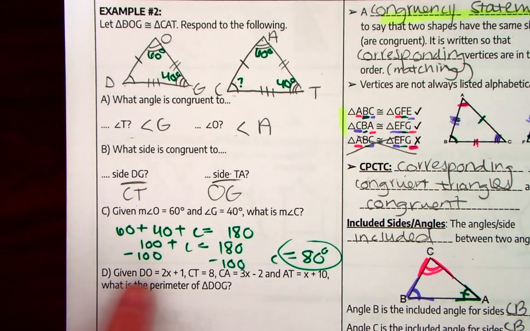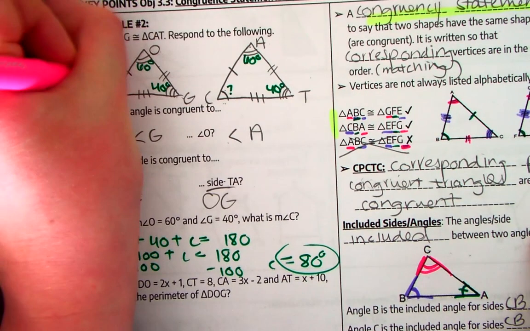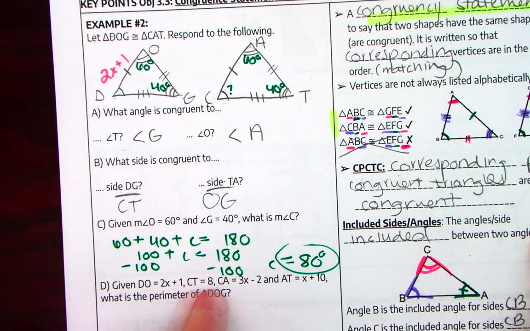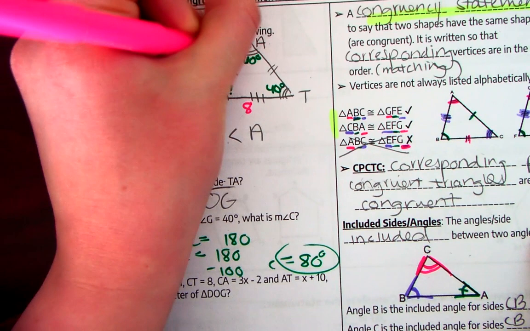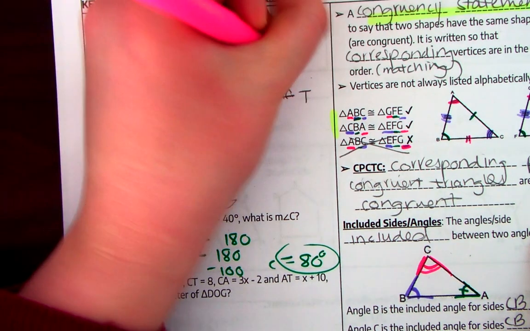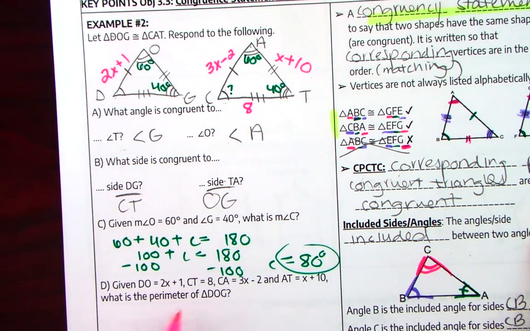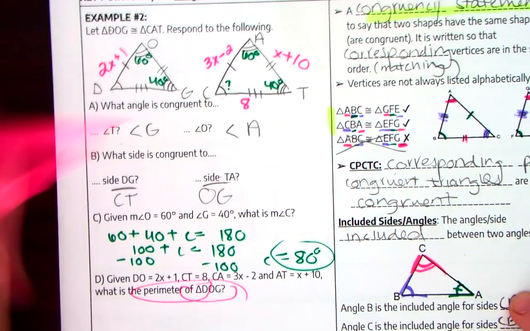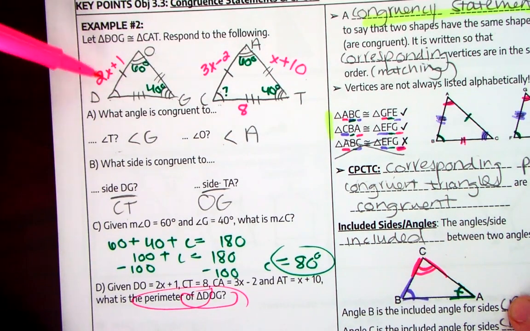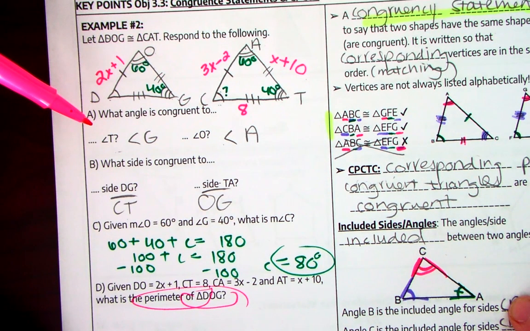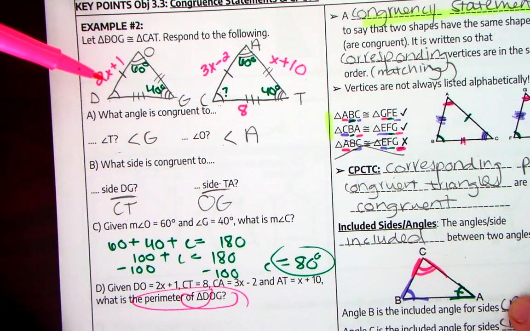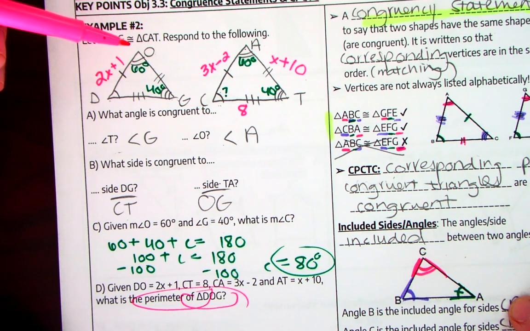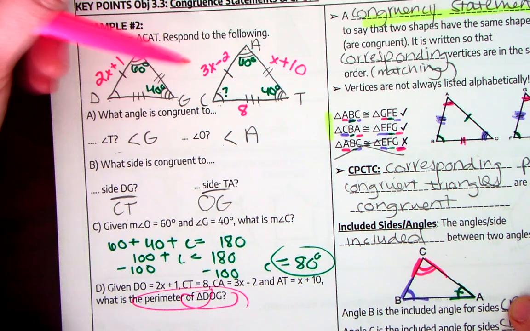Now let's do part D. It says given DO is 2x plus 1, so let me label that 2x plus 1. And it says CT is 8. And then it says CA is 3x minus 2. AT is x plus 10. What is the perimeter of DOG? To get the perimeter, I got to add the 3 sides of DOG. And I only have information about one side so far, and it's an expression with x in it. So basically my mind is like, okay, I need to know how long DO actually is, OG actually is, and DG actually is. Can I solve for x?